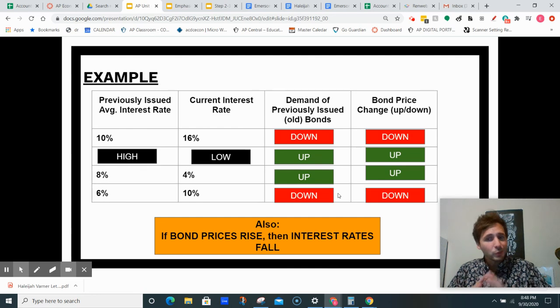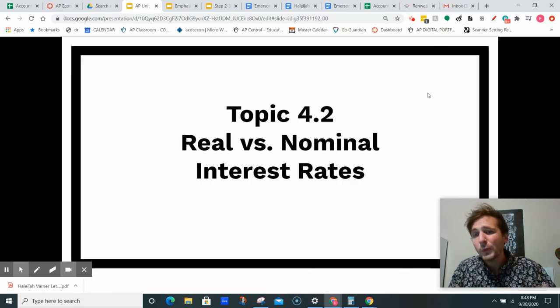Now, all of these I've shown interest rate leading the way, but the opposite is true as well. If bond price rises, then interest rates fall and vice versa. Okay? Know that relationship. Know it well. That's the end of that concept.